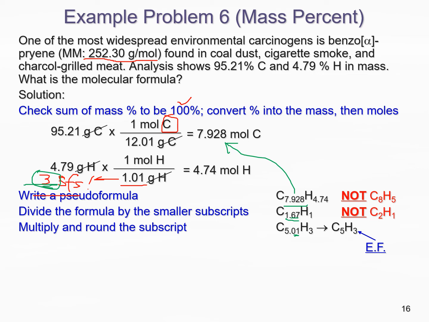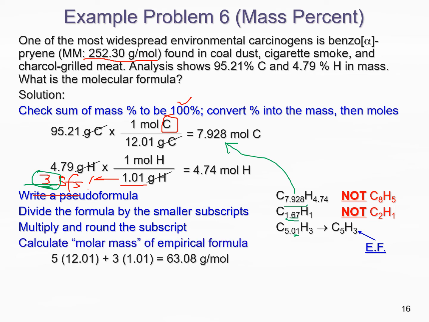All right, it is not the empirical formula that the question wants. The question wants the molecular formula. So we carry out our third step, the third part. We calculate the molar mass of this empirical formula. What is the molar mass of the empirical formula? 5 carbon, 3 hydrogen. So 5 times 12 plus 3 times 1.01. We get 63.08. Remember, 3 sig figs at least.